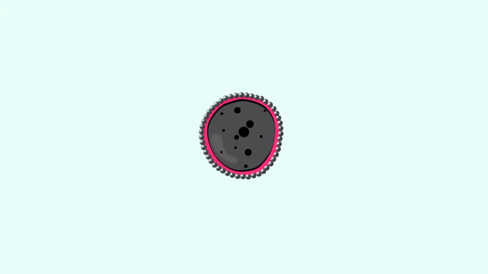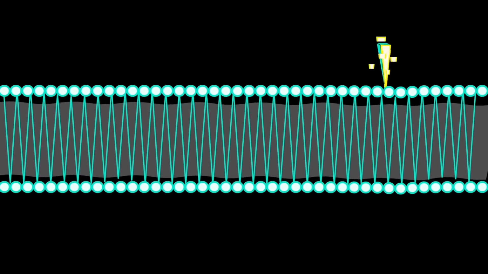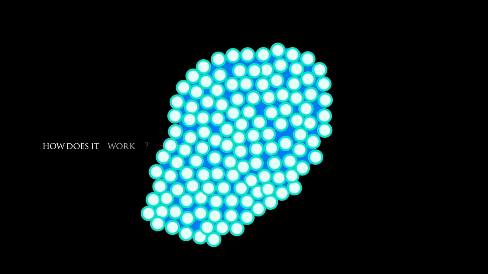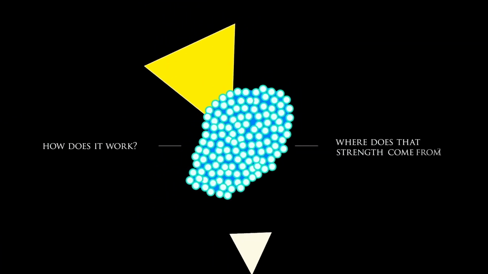Cell membranes are structures of contradictions. These oily films are hundreds of times thinner than a strand of spider silk, yet strong enough to protect the delicate contents of life. The cell's watery cytoplasm, genetic material, organelles, and all the molecules it needs to survive. How does the membrane work, and where does that strength come from?